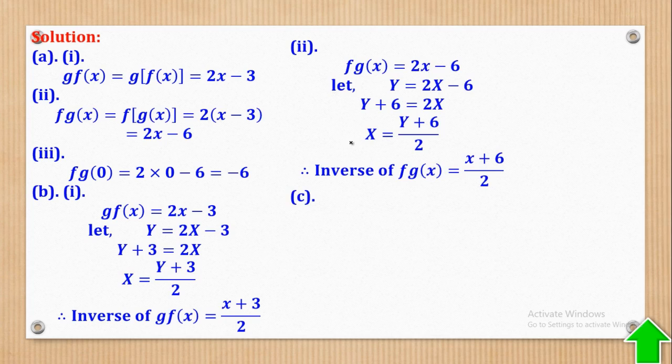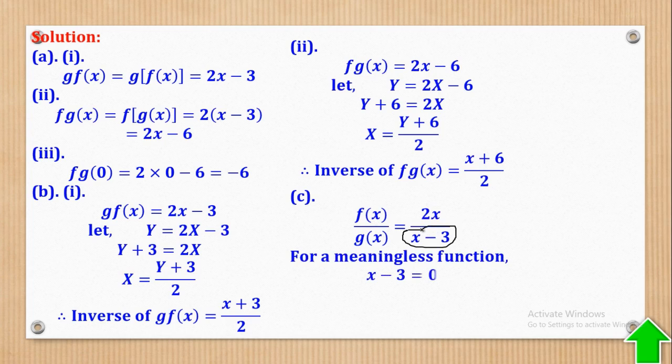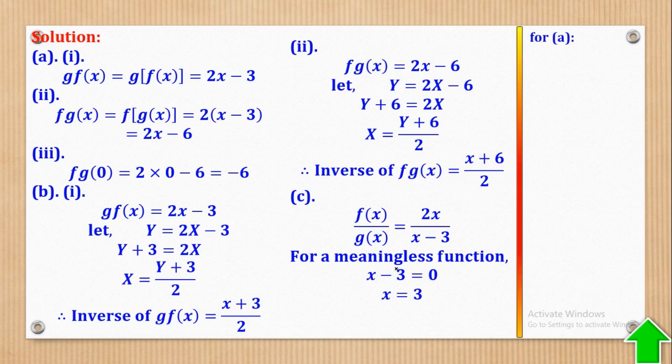Now part C, they wanted the value of x for which this is meaningless. So for this to be meaningless, it implies that the denominator must be equal to 0. Therefore, for a meaningless function, x minus 3 is equal to 0. Therefore, x is equal to 3. So basically that's what they wanted, and now let's see how marks can be awarded.